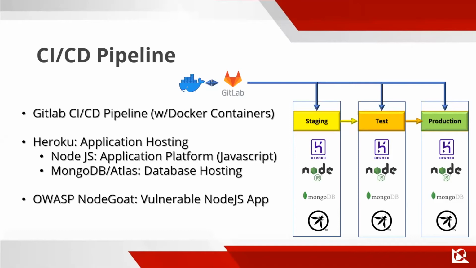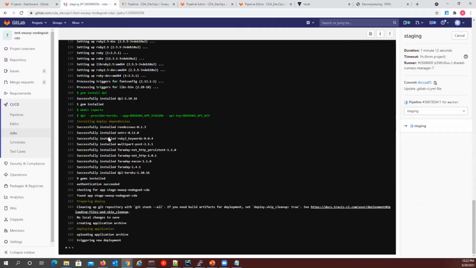So I have the Node.js add-on in my Heroku application hosting settings. I have a MongoDB Atlas database hosted on MongoDB. So 3 different platforms all integrated together. And what I'm pushing out from a code perspective is the OWASP Node Goat, which is a vulnerable Node.js application. Let's go take a look at our results, see if that's finished. If not, we'll move into security.